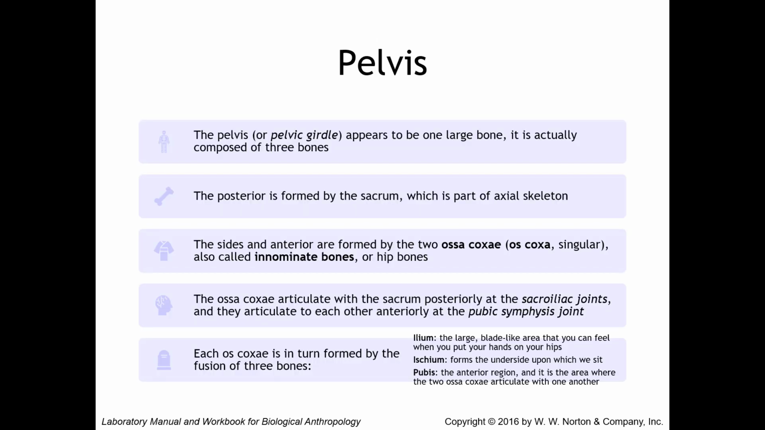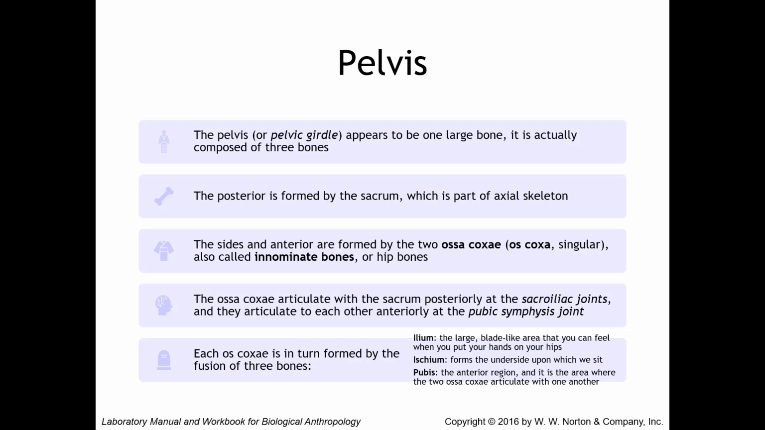And the pelvis, or the pelvic girdle, appears to be one large bone, but it is actually composed of three separate bones. The posterior is formed by the sacrum, which we covered in the axial skeleton. The sides and anterior are formed by two os coxae, or os coxa when you're talking about a single one. They are also called innominate bones or hip bones.